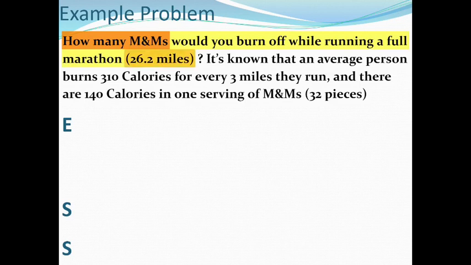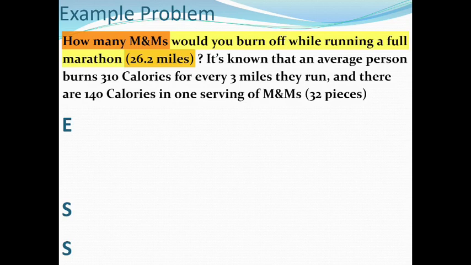Evidently, I am running a marathon. That's what's given. That's what I've got in front of me. And what I need to figure out is how many M&Ms I'll deserve at the end, or how many I will burn off from already having eaten while running this marathon. So my job is to get from miles to M&Ms, and that's my given and my unknown.